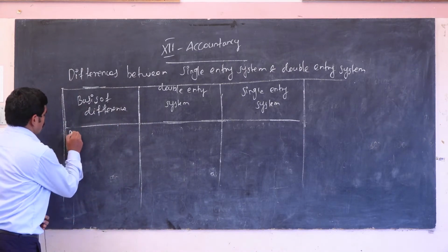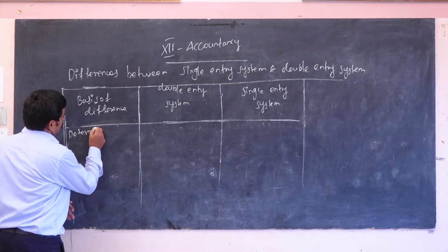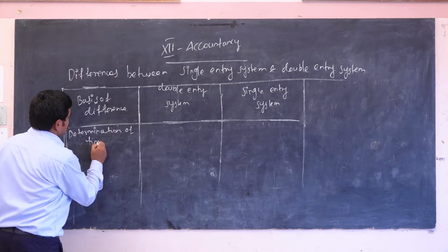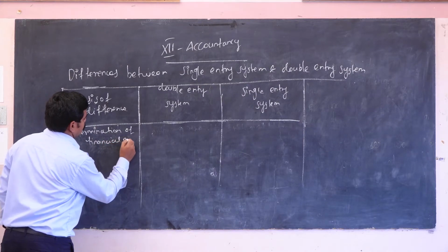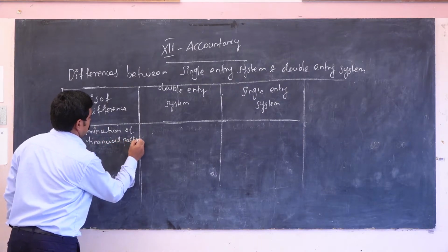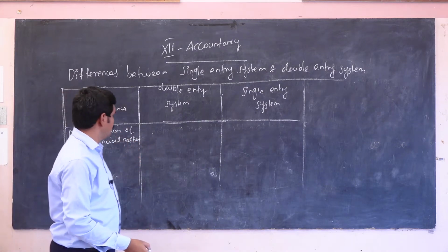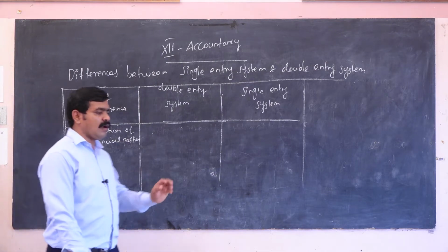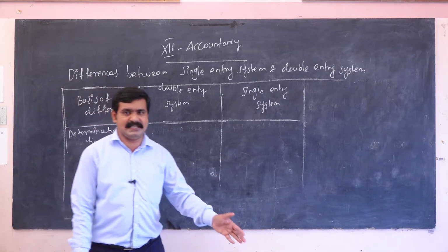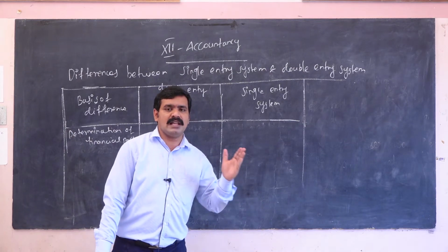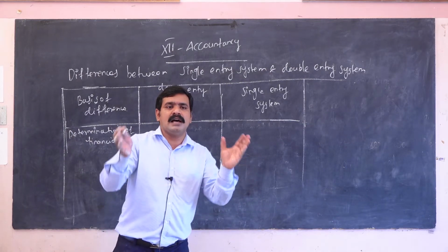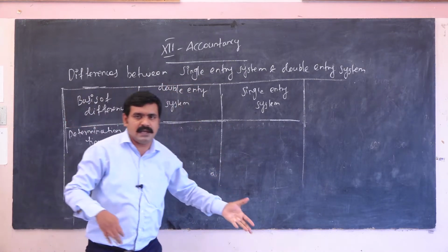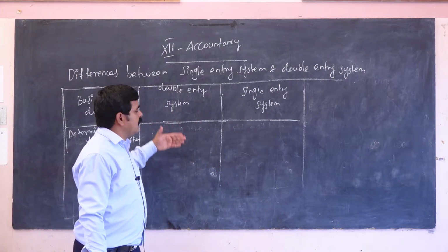Determination of financial position. Here, in the double entry system, we have to prepare the financial position, also called the financial statement, that is called the balance sheet. So what are the assets, what are the liabilities they are maintaining in companies. That is the important thing in the double entry system.